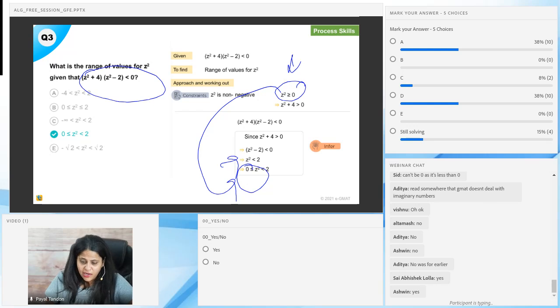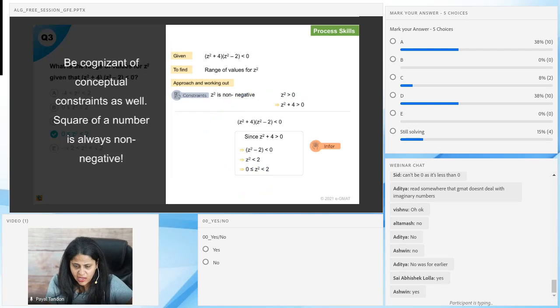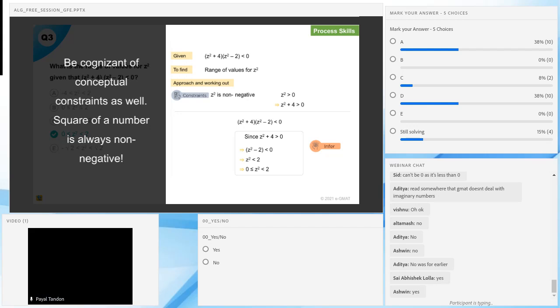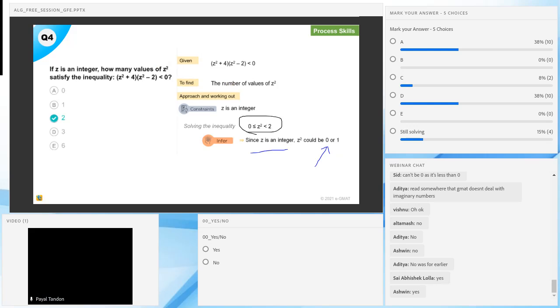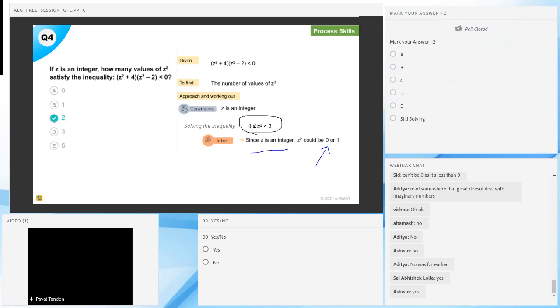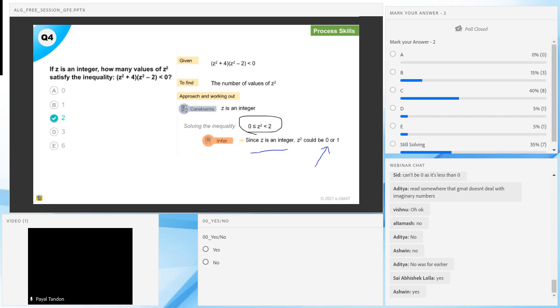Now, observe this here, that you have 0 is less than or equal to z squared is less than 2, right? Now we come to your next question. And here is the data here. The choices here. Choice C is the correct answer.